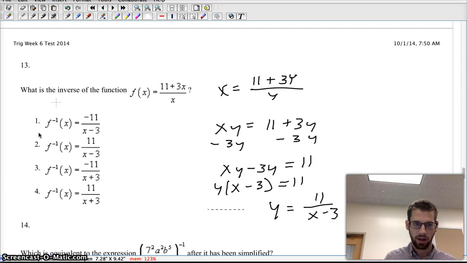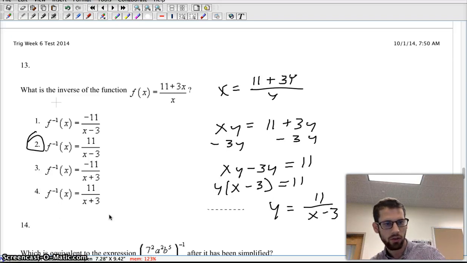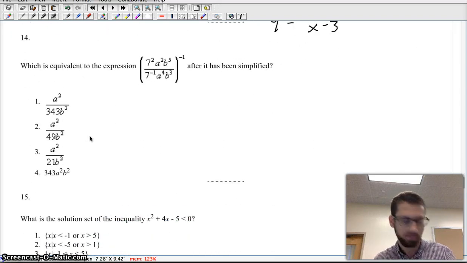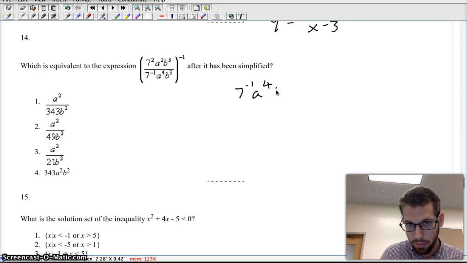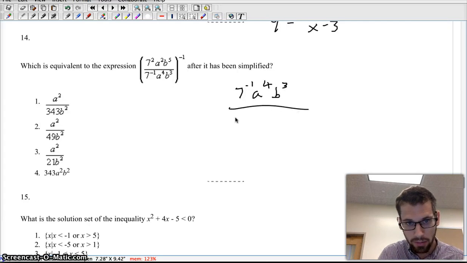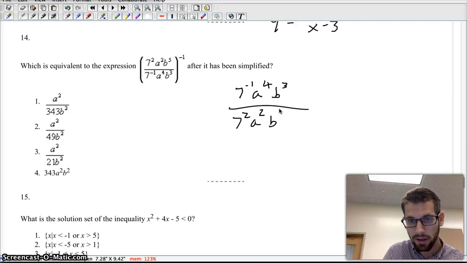Okay, so I can actually see that is in my answer choices. Right there, answer choice 2. Number 14. Alright, so it's asking me to simplify this. So first of all, outside of my parentheses, I see all this is raised to the negative 1, which means that it's just going to turn upside down. So let's rewrite it. So I've got 7 to the negative 1, a to the 4, b to the third. The bottom has become the top, and the top is becoming the bottom: 7 squared, a to the second, b to the fifth. So that's my step 1, and I've gotten rid of this negative 1. I've turned it upside down.